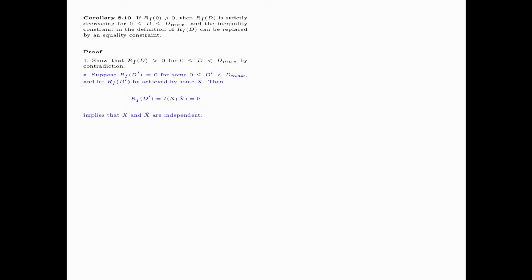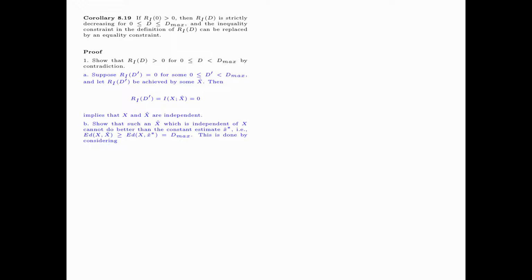To prove the corollary, we first show that R_I(d) is strictly greater than 0 for d greater than or equal to 0 and strictly less than d_max, and this is done by contradiction. This will be achieved in a few substeps. Suppose R_I(d') is equal to 0 for some d' greater than or equal to 0 and strictly less than d_max, and let R_I(d') be achieved by some x hat. Then R_I(d') is equal to I(X; X hat) is equal to 0, which means that X and X hat are independent.